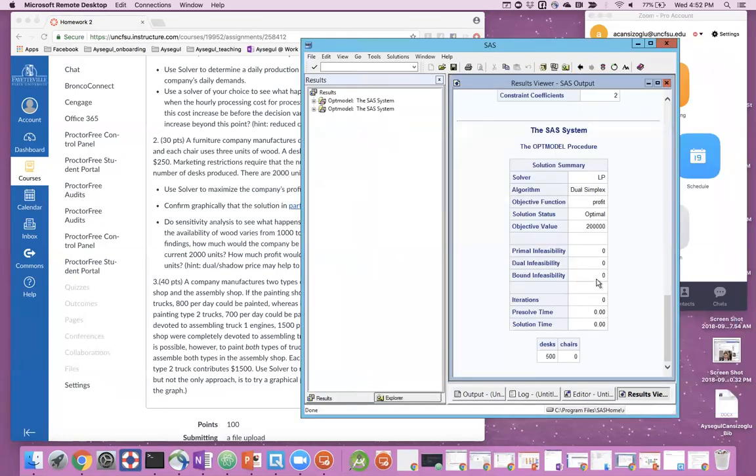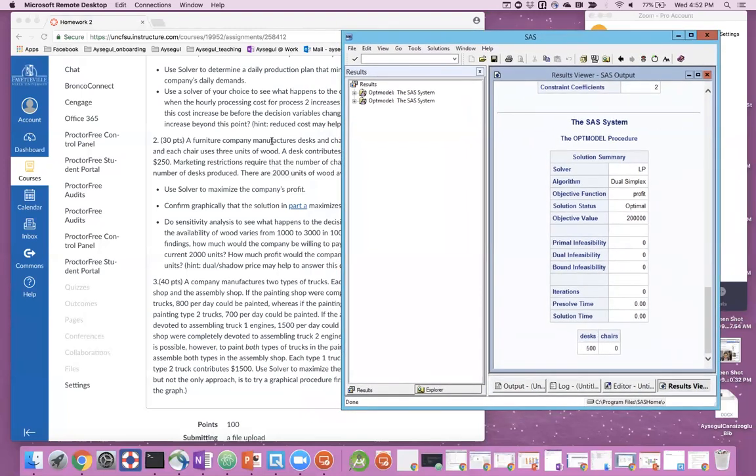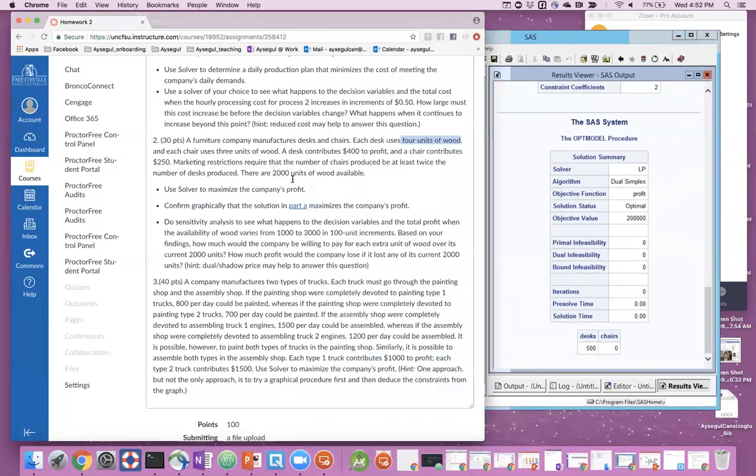Okay. So basically, it seems like the objective value is about $200,000, and the optimal plan seems to be manufacturing 500 units of desk and not manufacturing chairs at all. I think this makes sense because the desks make more money, right? If you have only one resource, which is the wood, then why not use it for desks?